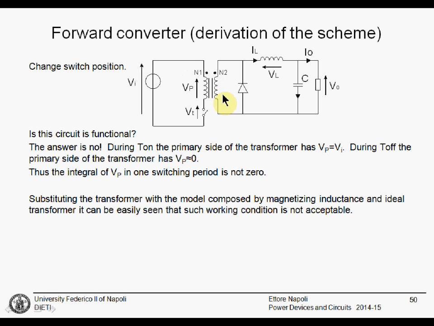If we substitute this transformer with the proper model that has the magnetizing inductance and the ideal transformer, we understand that this means that this magnetizing inductance keeps being charged. The flux in the transformer increases at every pass of the switch, and in the end we saturate the core and the circuit cannot work. We need a topology that allows us to have an average voltage on the magnetizing inductor that is exactly 0.